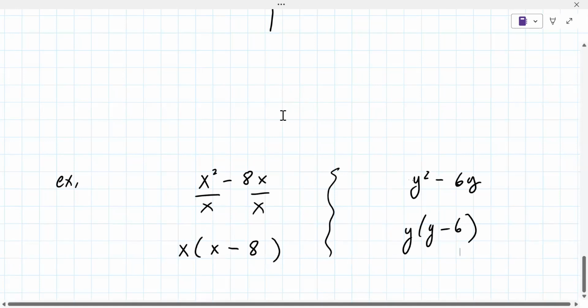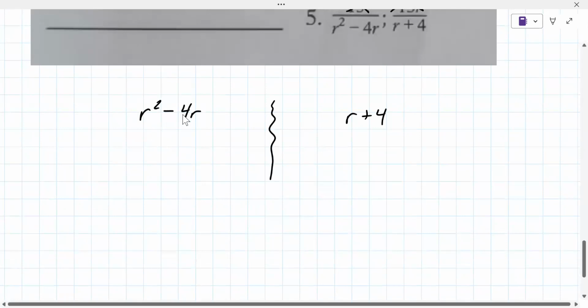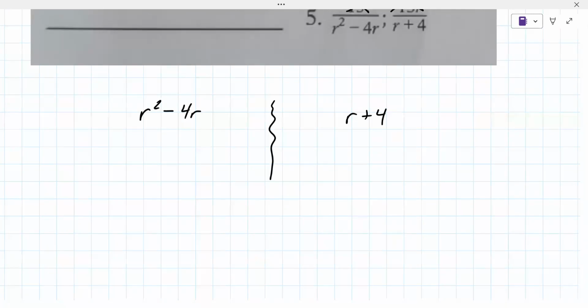Very good. Now, let's go back up to your problem. I need you to factor this one. It's r, and then r minus 4. That's right. R and then R minus 4.